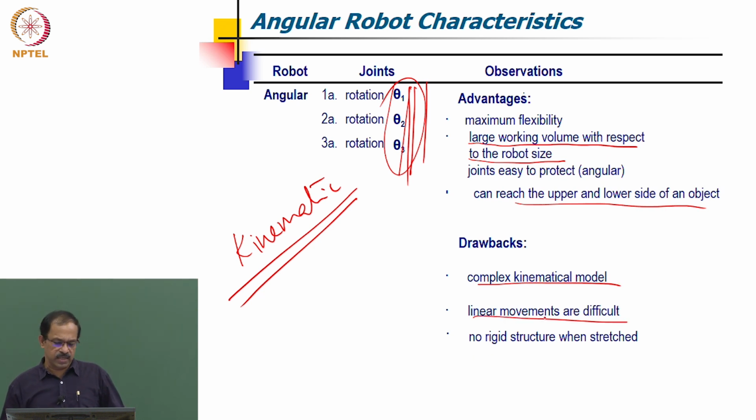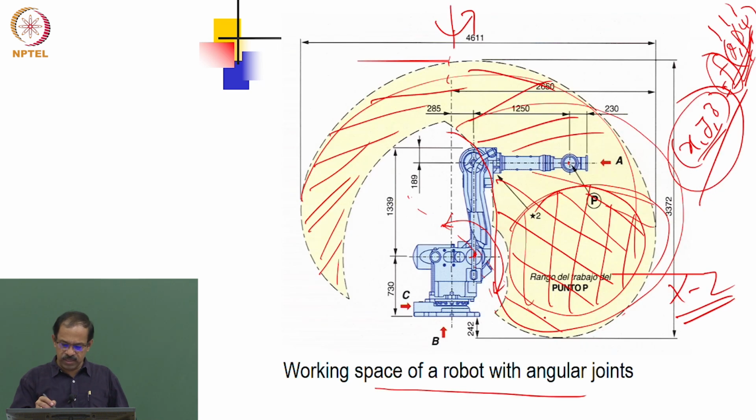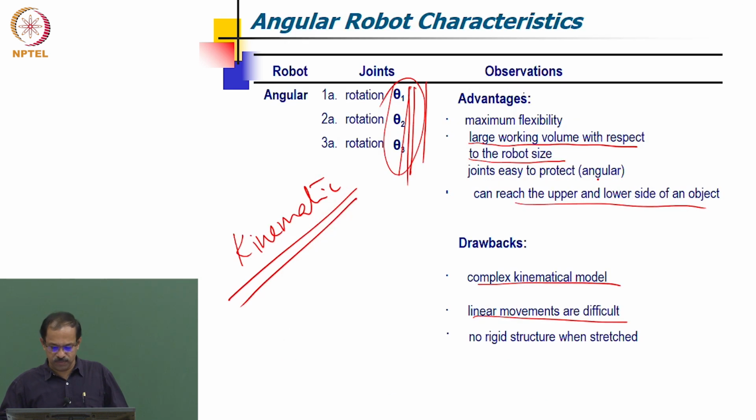When I say difficult, suppose you want to get a motion like this. Suppose I want the tip to move from this point to this point. I need to control all the three joints. In this, it is a planar motion, but in three-dimensional space, if you want to get a straight line, you need to control all the three joints and then move the robot. So compared to other robot configurations, this is slightly complex for getting a linear motion. It is possible, but maybe a bit complex to get a straight line motion because all the three joints need to be controlled.